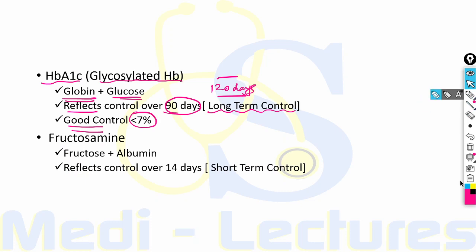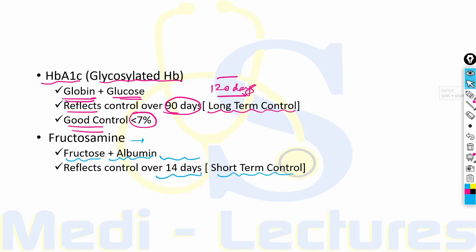On the other hand, something known as fructosamine assay can also be used. The fructosamine assay detects the fructose which is bound to albumin, and it reflects control over the last 14 days, that is short term control.